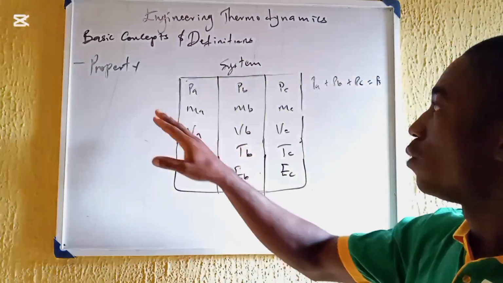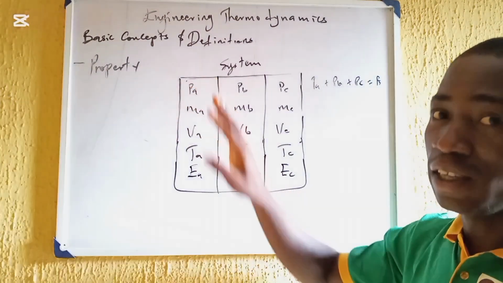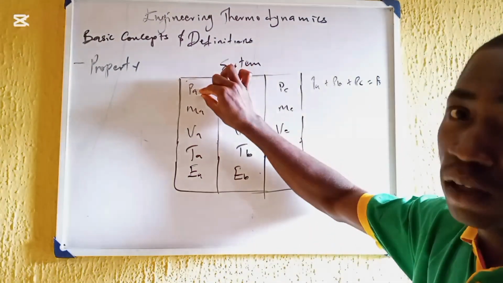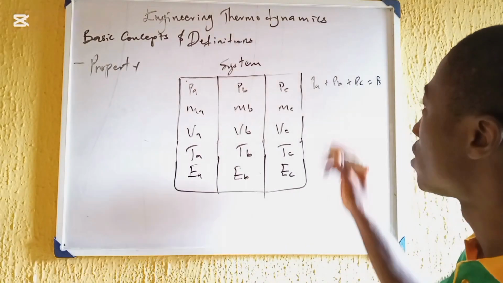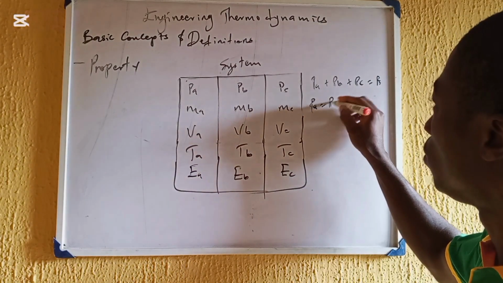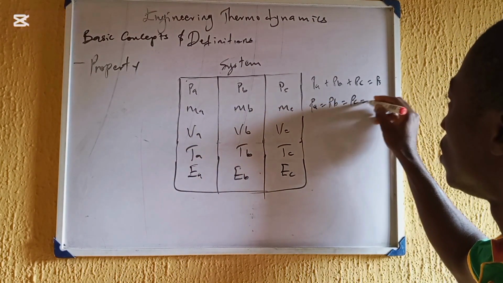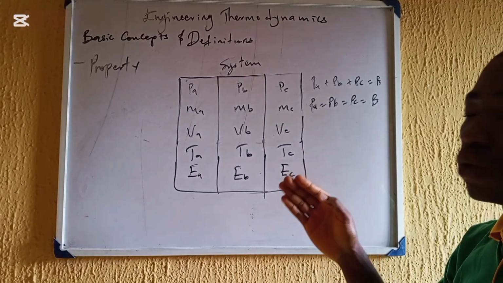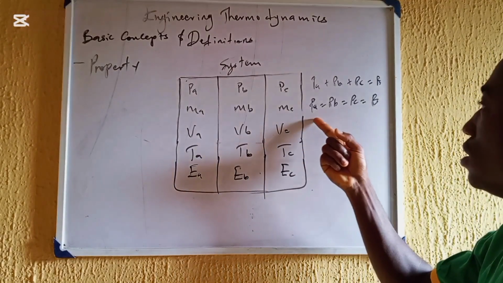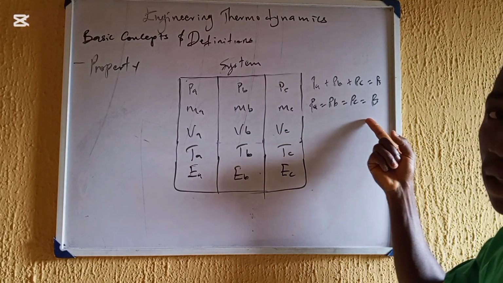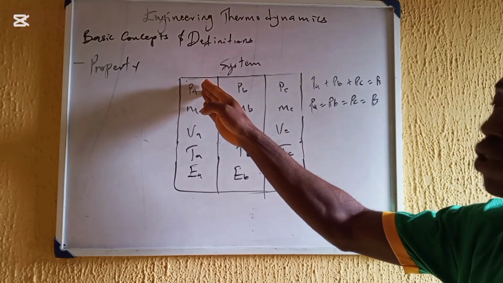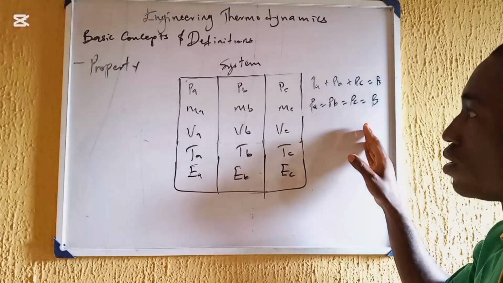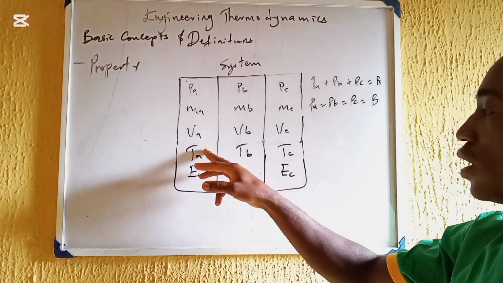So in a case where pressure is evenly distributed, just knowing PA is enough. In other words, PA is equal to PB equal to PC equal to P what? System. That's what it is. So where pressure is evenly distributed, this is how we get the pressure of the system. Just know the pressure of a part of the system, then that becomes the pressure of what? The system.